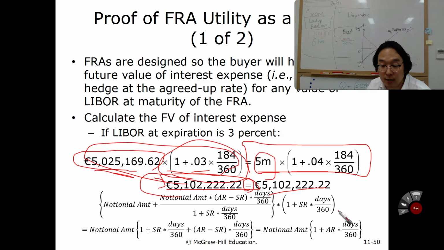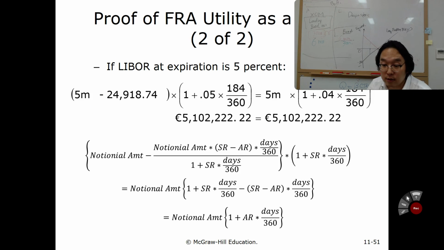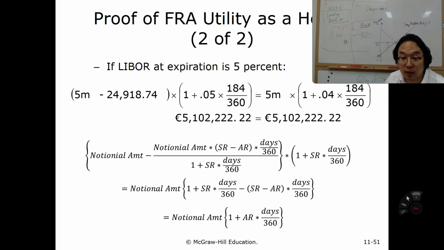And then the mathematical notation looks like this, and you will see that in any case you will get the notional amount times 1 plus AR, the agreed upon rate, over the days of the contract, like 6 months in this case. Now the second slide over here: what if the LIBOR at expiration is 5%?